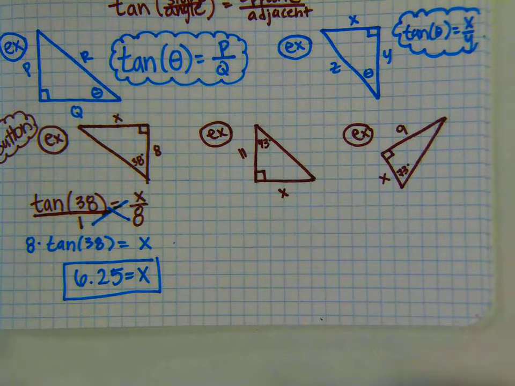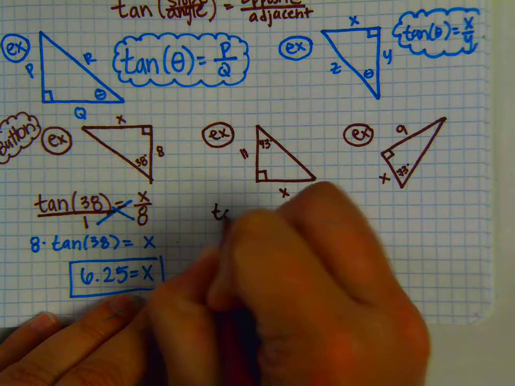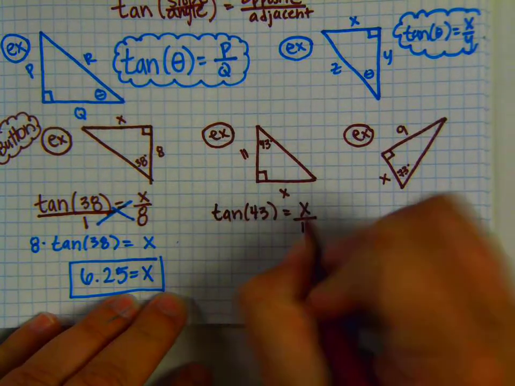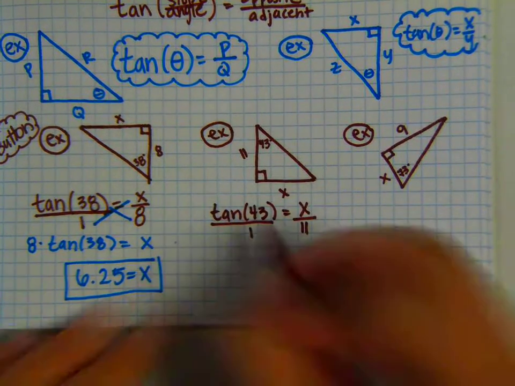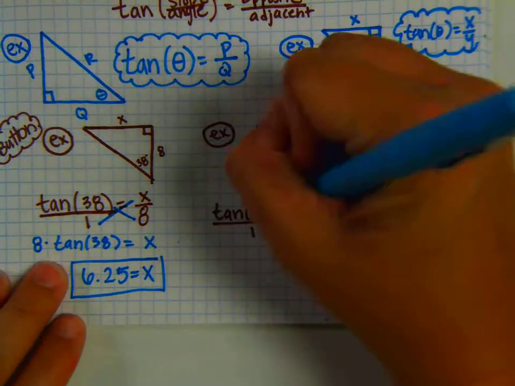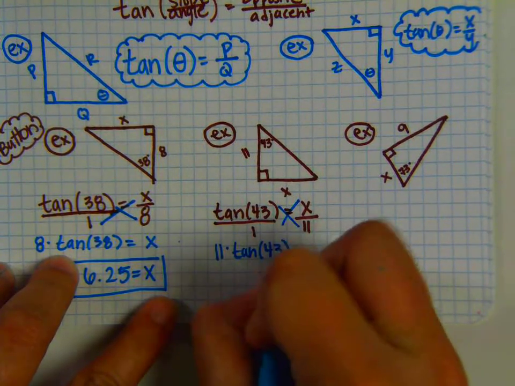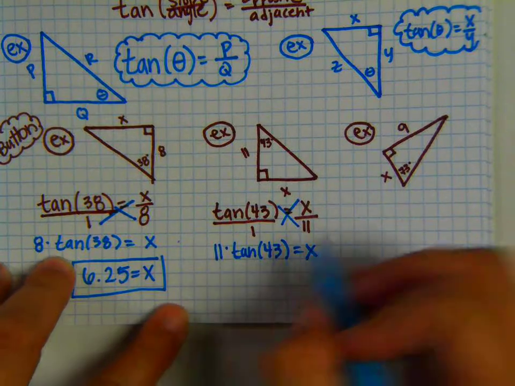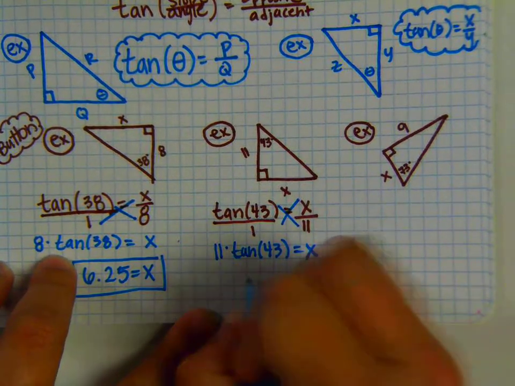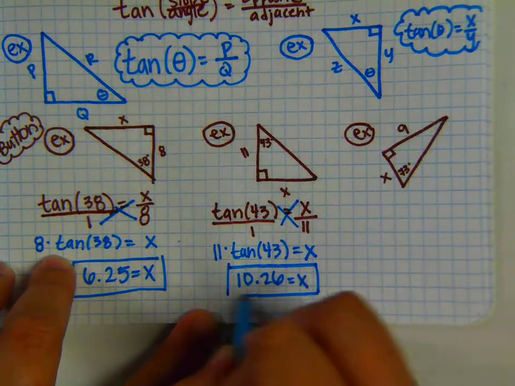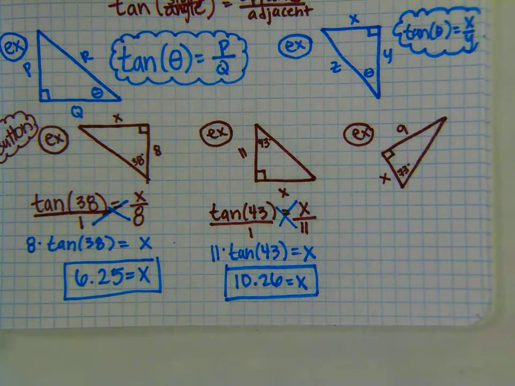So I'm going to set this tangent ratio up. That'll be the tangent of 43 equals x over 11 because x is opposite. Put that over 1 and cross multiply. 11 times the tangent of 43 equals x. And you plug that right in your calculator and you're going to get x equals 10.26. Did anyone not get 10.26? So you rounded wrong. So you look at the next number, and if it's higher than 5, you round up. Okay?